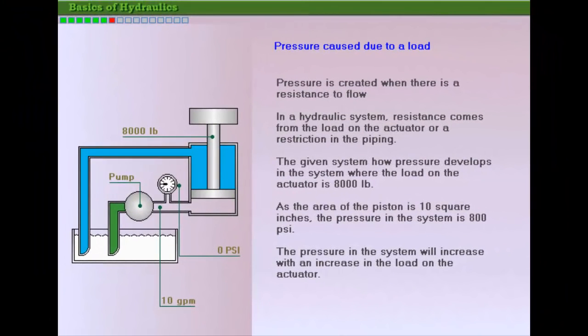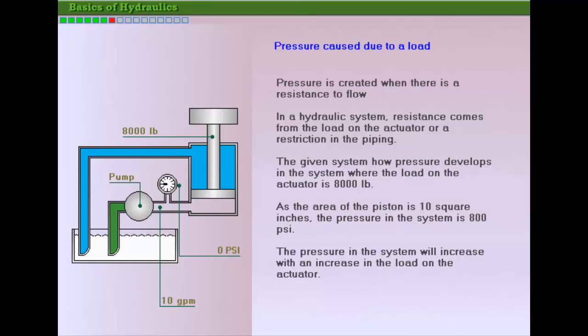Pressure is created when there is a resistance to flow. In a hydraulic system, the main resistance in the system usually comes from the load on the actuator. However, resistance to flow is also present in all conveyors, such as pipe and hoses, as well as components, fittings, and such. In the given example, the rise in the system pressure is due to the resistance provided by the load on the piston. Observe that the pressure in the gauge is 0 at the start.